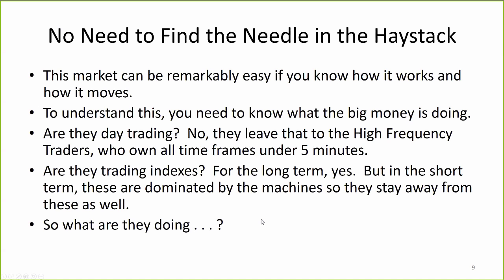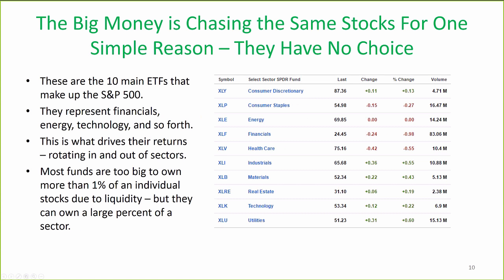Okay. So what are they doing? So here's the big money. The big money out there is chasing the same stocks for one simple reason, and that is that they have no choice. All right. Now we're going to look at a stock, CMG, and a couple of other ones. The institutions aren't really chasing that one. The volume isn't there. They have got to have volume. There's so much money out there. They've got to have volume.